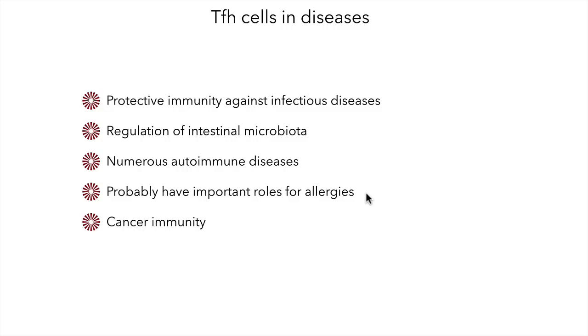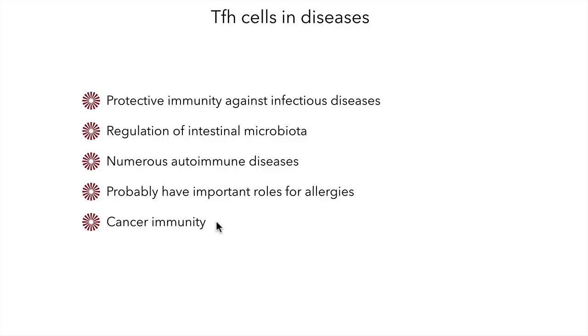TFH most likely have important roles in allergies, but this is an area that needs further investigation. There was one well-designed mouse study that showed that TFH were essential for IgE responses. That was in the context of a helminth infection, but that is likely to also hold true for IgE production in allergic diseases. But again, that remains to be well established in different types of allergies, both in animal models and in humans.